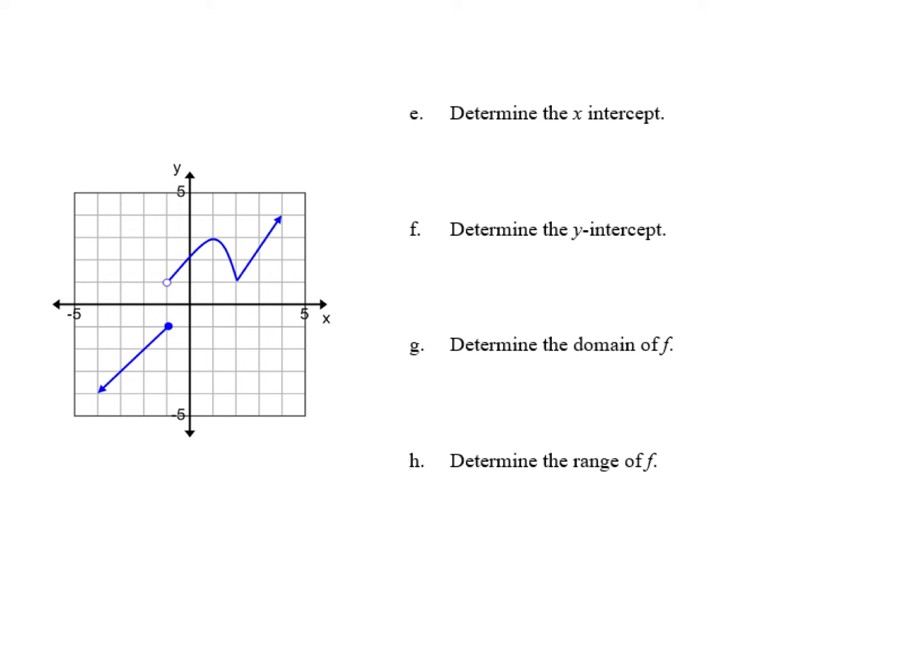A few more points to make on this graph. Determine the x-intercepts. Well, the x-intercepts are going to be where it crosses the x-axis. And if you notice very carefully, it does not. So in reality, the answer to this question is none. The y-intercept is where it crosses the y-axis. Well, it crosses the y-axis at 0, 2. So the y-intercept is 0, 2. This point right there.